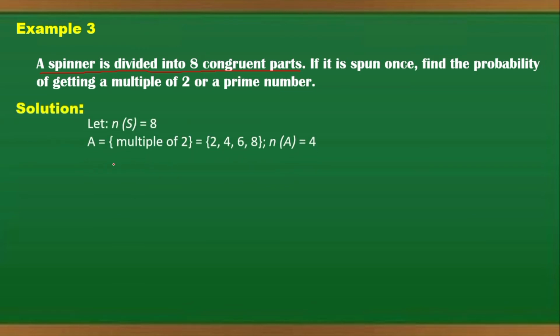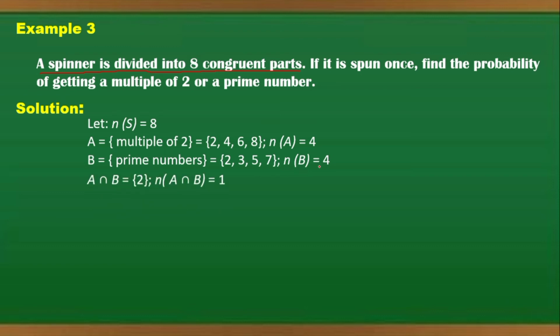Let A be the event that is a multiple of 2. So it contains the numbers 2, 4, 6, and 8. So the cardinality of event A is equal to 4. And let B be the event that it is a prime number. So it contains the numbers 2, 3, 5, and 7. And we get the cardinality of event B is equal to 4. And A intersection B is equal to 2 because we can clearly see here that they have a common element, which is 2. And the cardinality of A intersection B is equal to 1.